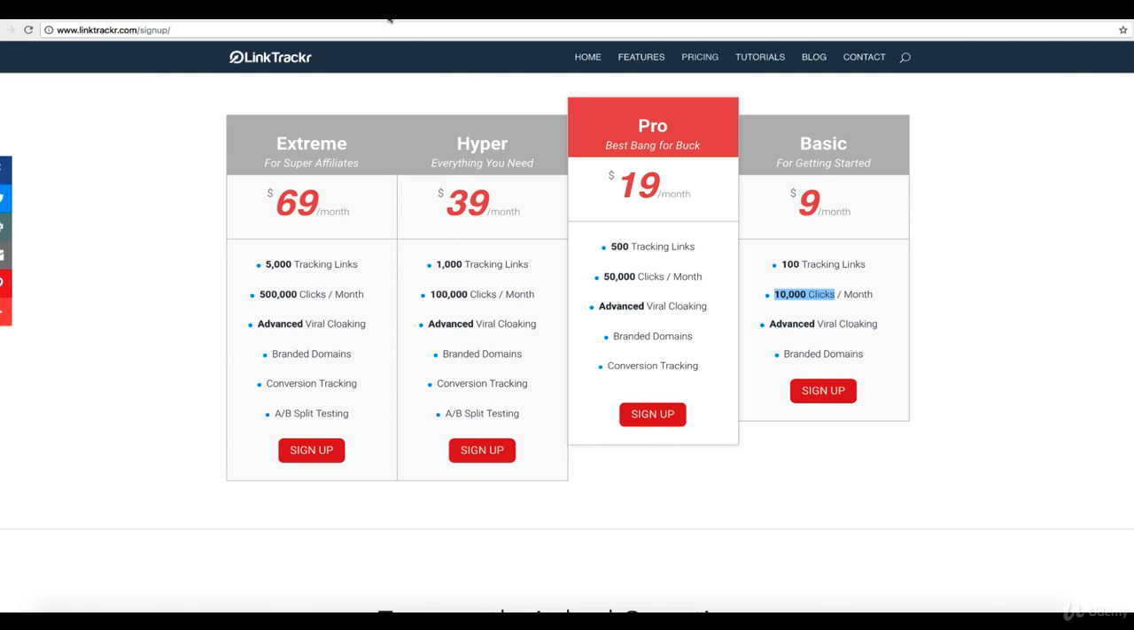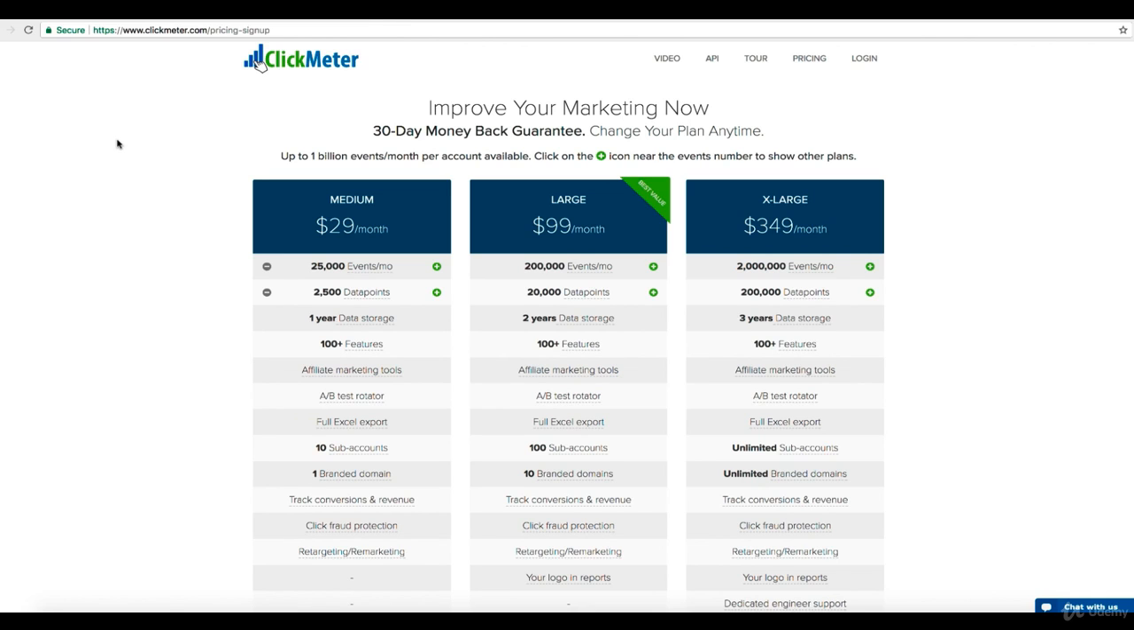The next option that you have is clickmeter.com. This is also a very popular service. Now their prices start at $29 per month and go all the way up to $349 per month. Their events and data points are pretty much okay. You do not need so many events or data points.